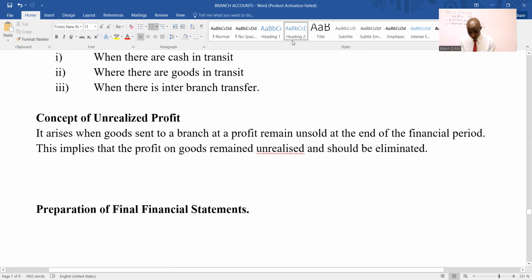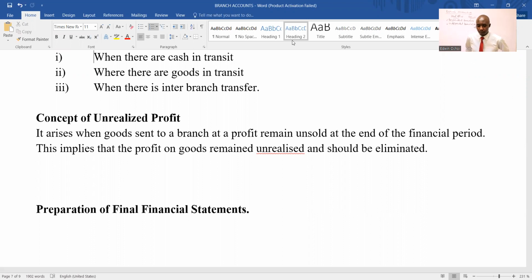Who can explain what unrealized profit means from the topic of group accounting? We say that unrealized profit is... Who can try? From group accounting, I have not even said from branch accounting, because that is a topic some of you have already covered. I can try.